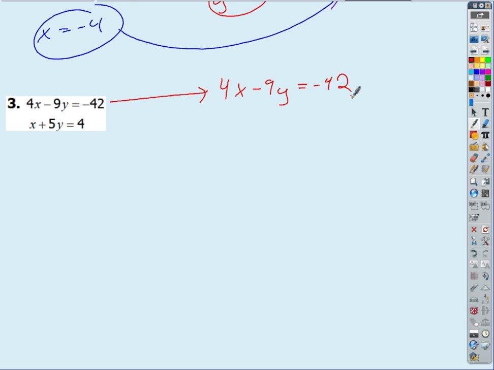Negative 4. Okay, so we're just gonna put a bubble in the bottom arrow, and the number that's in the bubble is what we're gonna distribute through both sides.